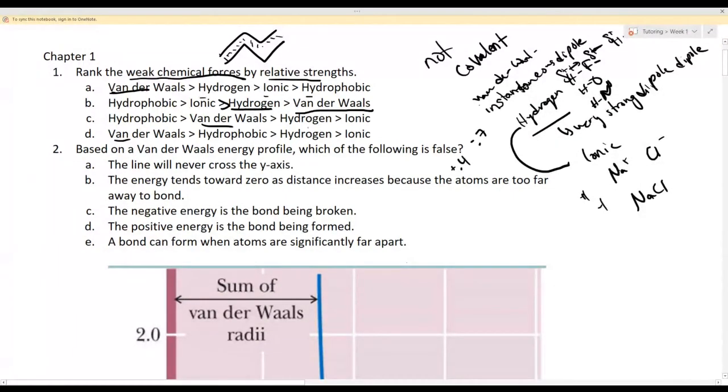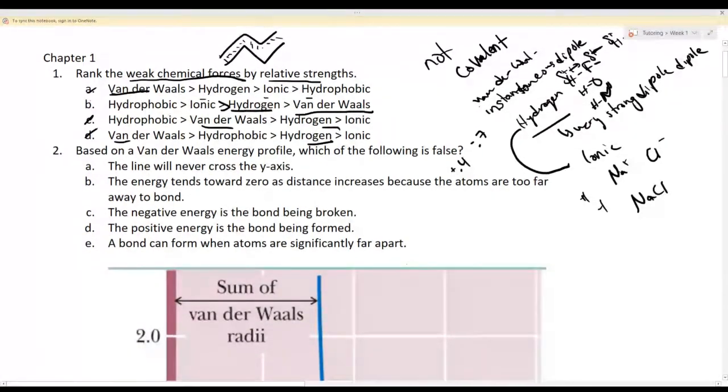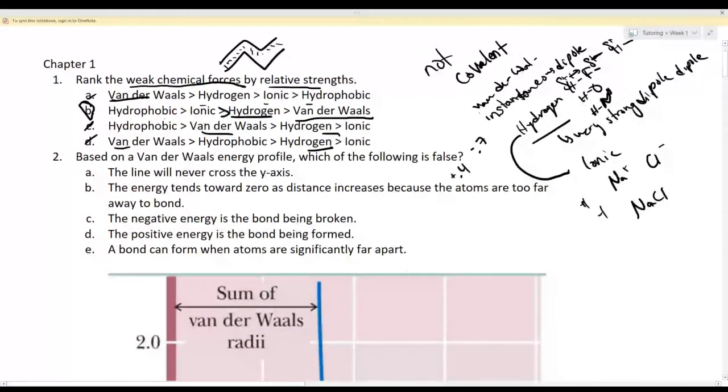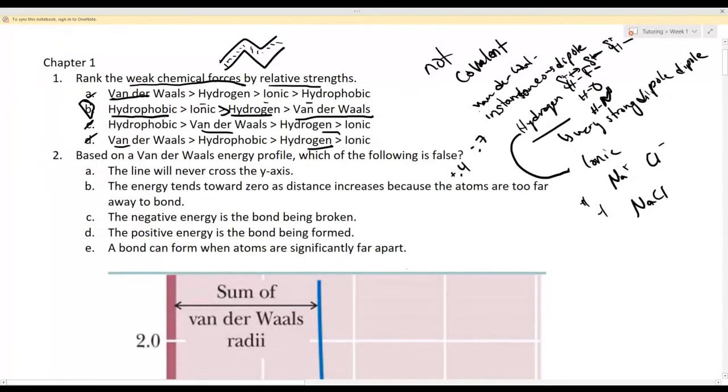That's another way we can tell this. In this case, C and D could be ruled out just by that concept. I apologize, and A could be ruled out. So B is really the only one left, based on the van der Waals forces but also on this idea of ionic bonds being stronger than hydrogen bonds. Finally, hydrophobic bonds tend to be the strongest, and this is in large part because hydrophobic bonds tend to come in groups.